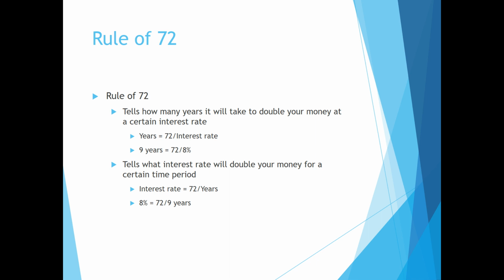So remember that the rule of 72 is either years equals 72 divided by the interest rate, or if you're solving for the interest rate, it is 72 divided by the number of years to double your money.